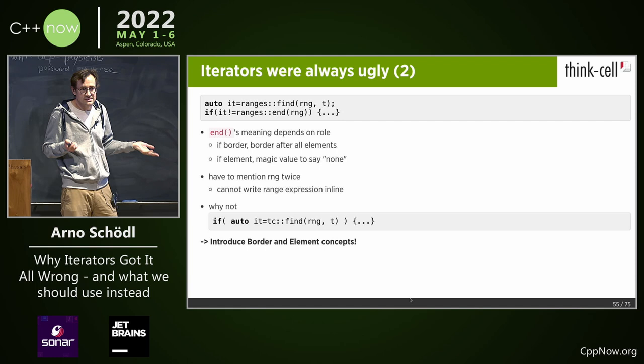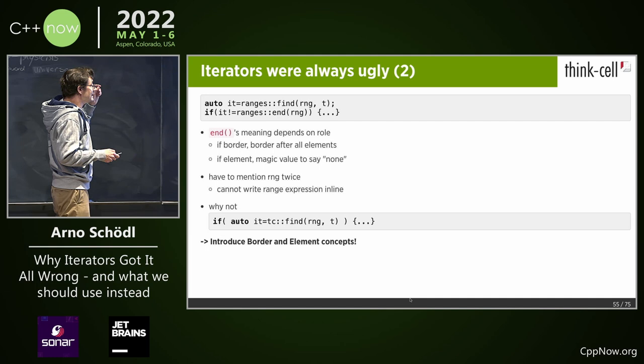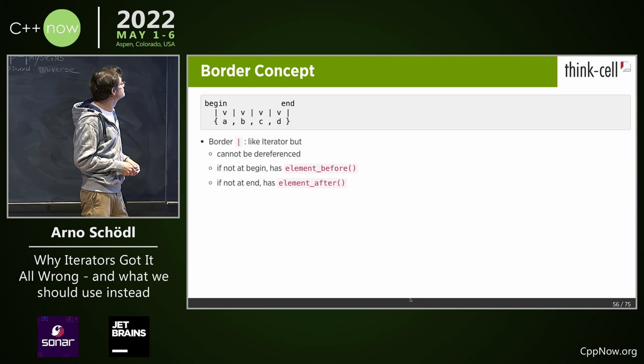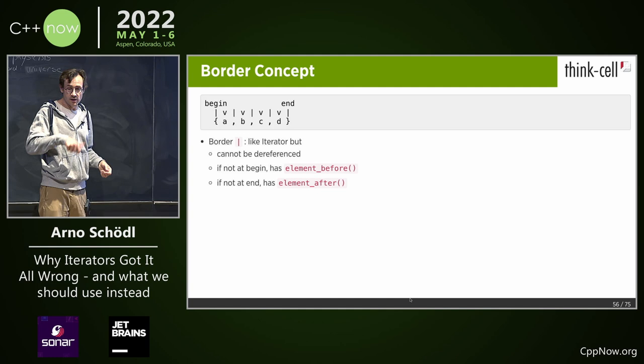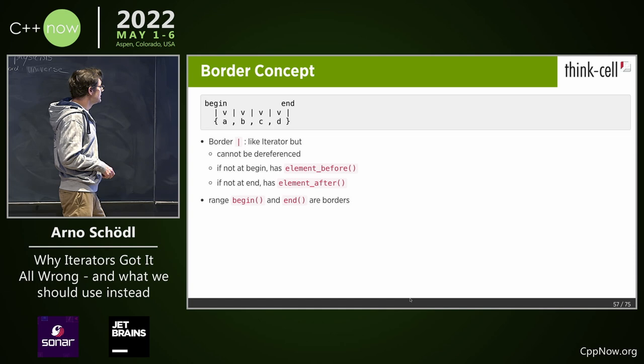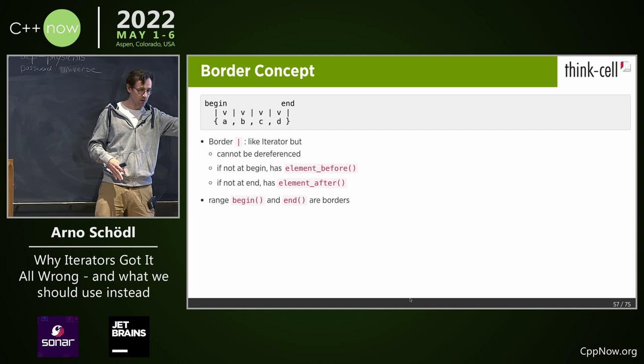And so I said, well, let's introduce border and element concepts, right? And how would they look like? Now, the border is like an iterator, but you cannot dereference it. And if it's not at begin, you have this element before and the element after. Now, the range begin and end are borders. That's pretty clear. That's the beginning of your world and the end of your world.